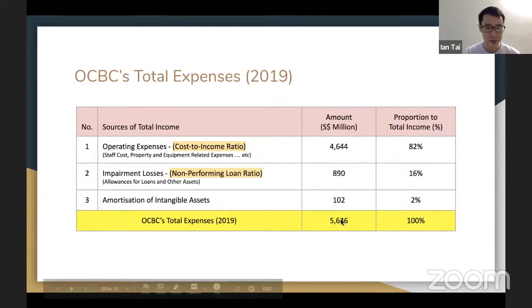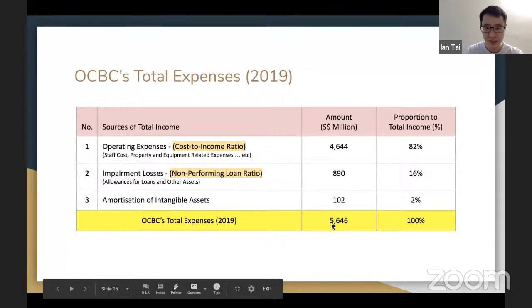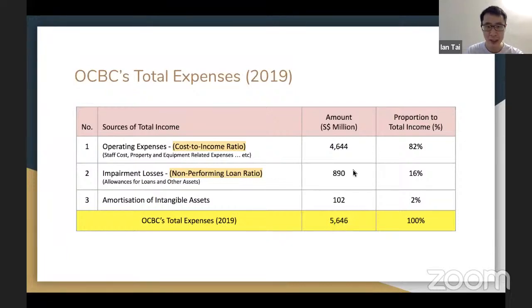When it comes to total expenses, OCBC has spent about $5.6 billion, where most of the expenses come from its operating expenses, which include staff costs and property and equipment related expenses. This constitutes about 82% of the total expenses. And then we have the impairment expenses, where for 2019, it recorded $890 million in impairment losses.